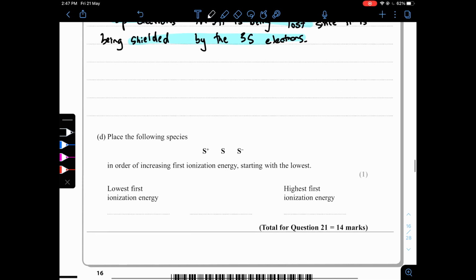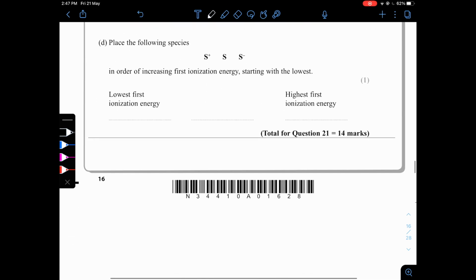Okay. So place the following species in order of increasing first ionization energy. So we know that if we go to S plus, from getting to S plus, we have to do what? We go from S to S plus plus e minus. We're removing an electron, an ionization energy. So that means that S plus must have the highest ionization energy.